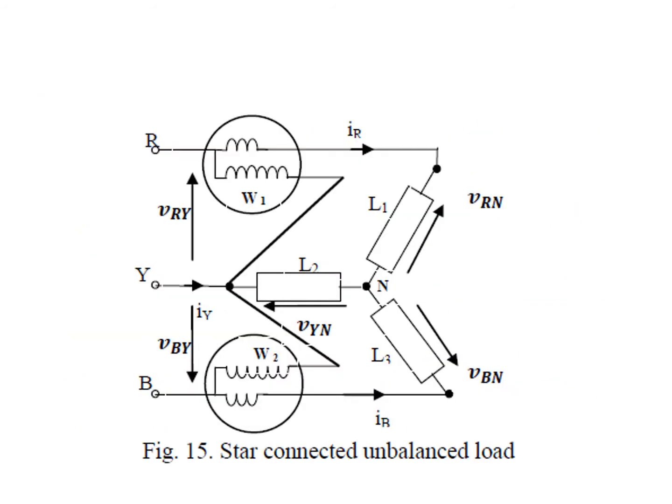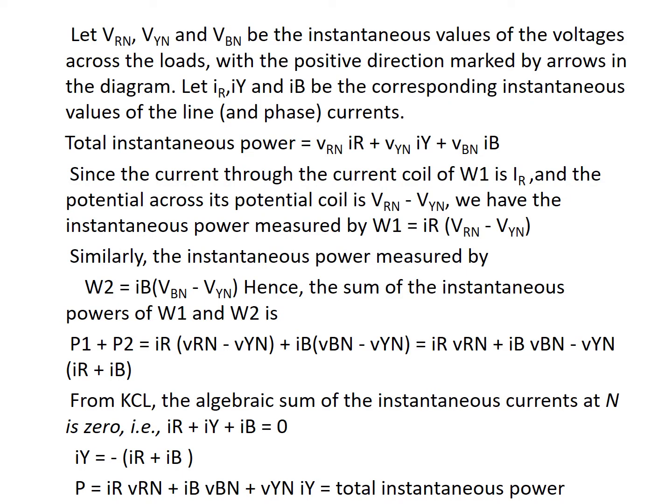So that one is VRY, because the potential coil is connected between R and Y. But VRY is calculated using the phase difference. You can observe in the phasor diagram, as we have already studied, VRY is the phasor difference between VRN and VYN. So VRN minus VYN is equal to VRY.